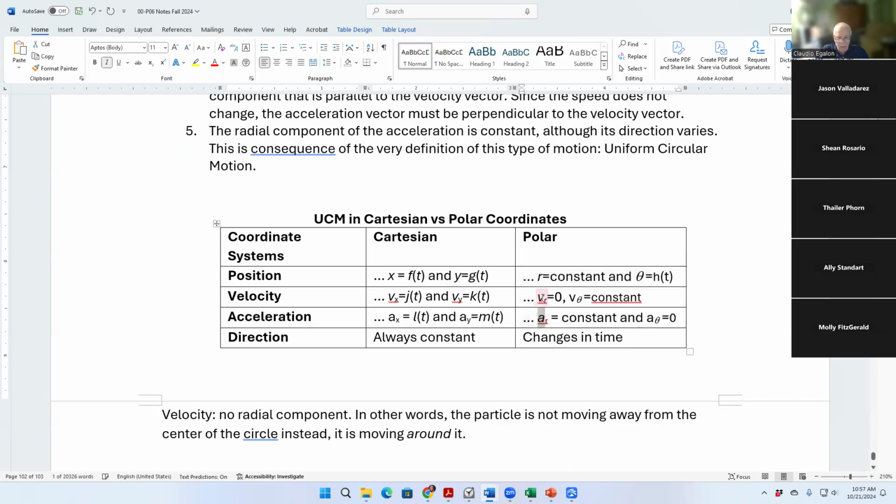So here you go. In the case of the acceleration, the x component of the acceleration is going to change as time goes by, whereas the radial component of the acceleration, I can prove to you, is going to be a constant. And because we are talking about uniform circular motion, the tangential component of the acceleration, the theta component of the acceleration, is going to be 0.